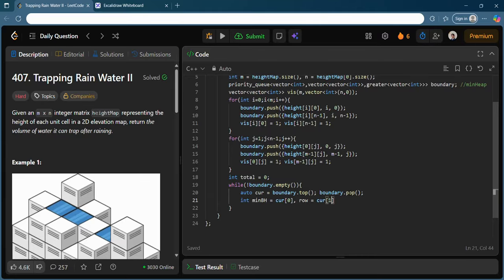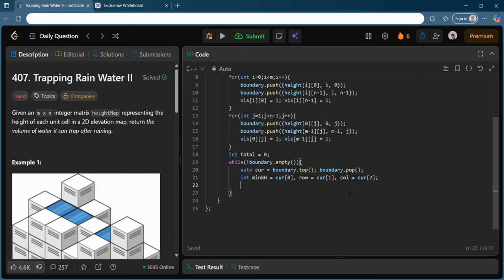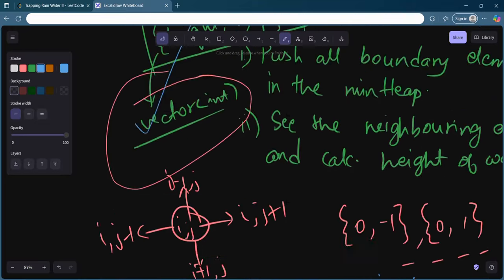Okay, and yeah, you have it. You have the row right now with you, which will be nothing but cur of 1. You have the column index with you, which will be nothing but cur of 2. Yeah, so you have these things right now with you. And what do you want to calculate? It is the neighboring elements of this boundary.